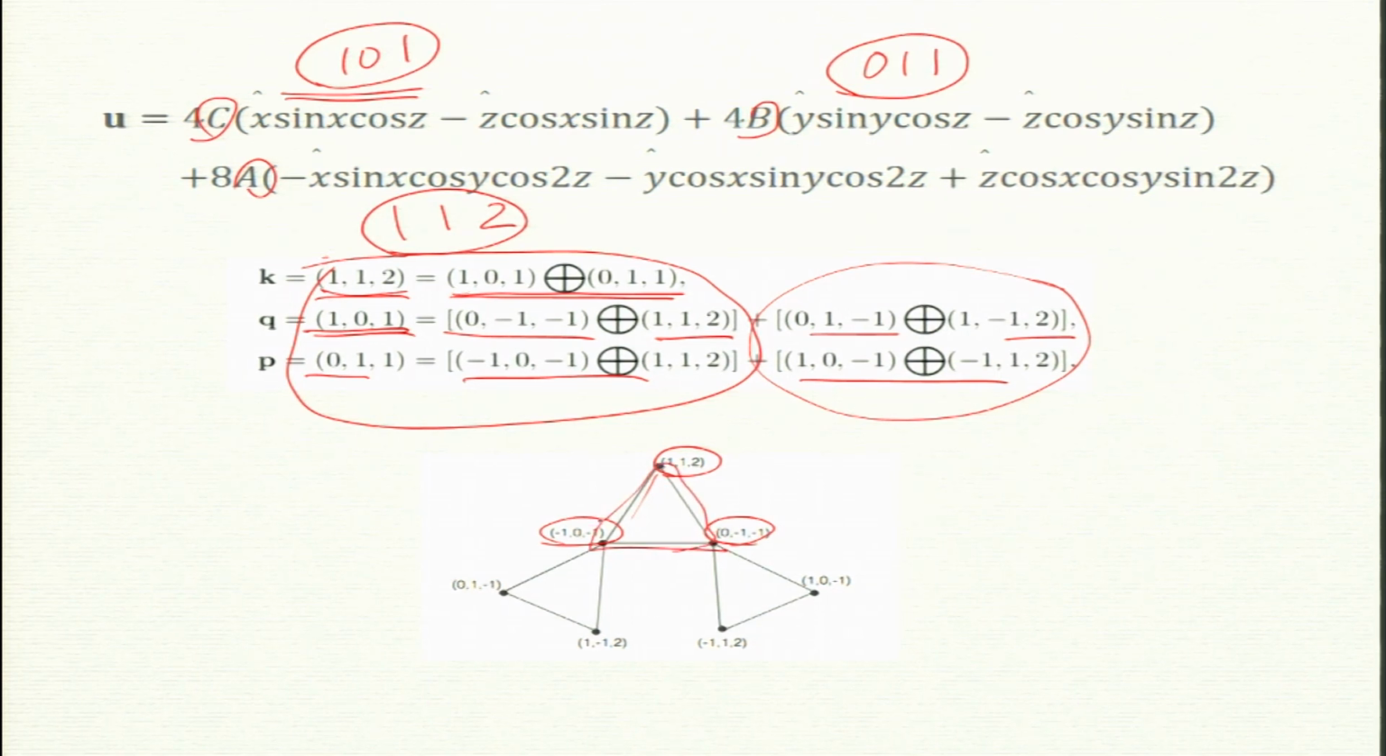Is that okay? 1 1 2, minus 1 0 minus 1, and this one. This one is obvious. This is the first one. But there is another one here. So minus 1 0 minus 1, minus 1 0 minus 1, 0 1 minus 1, 1 minus 1 2. If I add them, I will get 0 or not? I get 0, right? Here, so 0 minus 1 minus 1, minus 1 1 2, 1 0 minus 1, I get again 0. So these are the 3 triangles which are connected with 1 1 2.